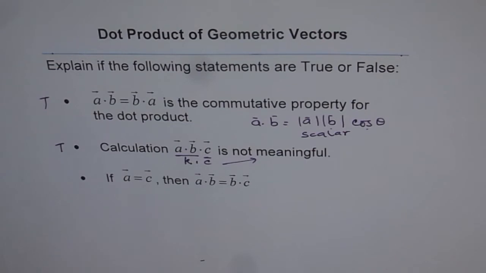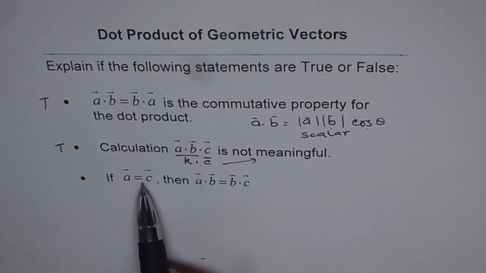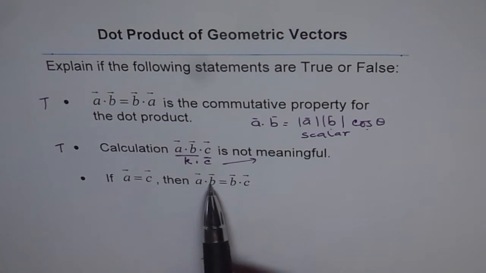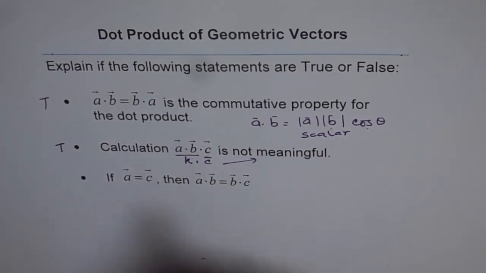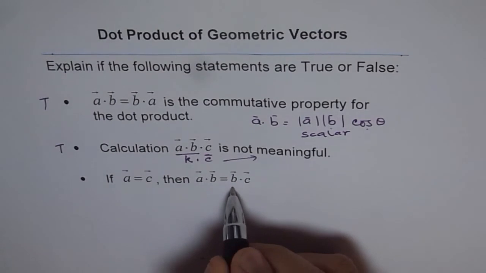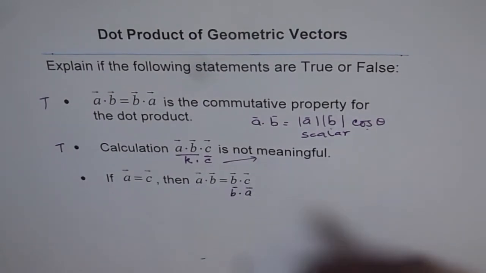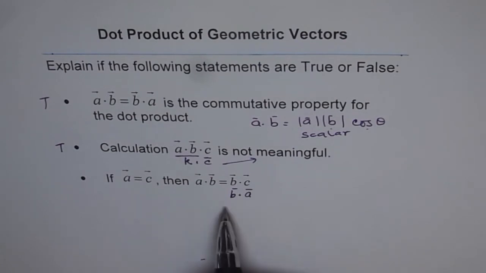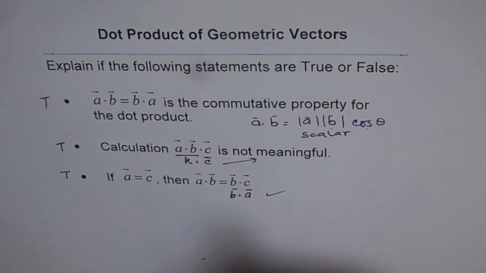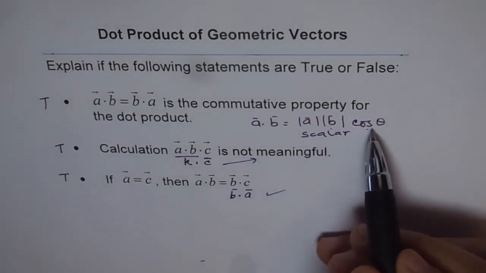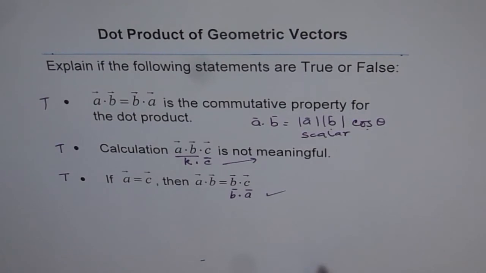And the last one is, if A equals C, that means A and C are same vectors, then A dot B equals B dot C. Is it true or false? If A is same as C, then I can write B dot C as B dot A. Is that okay? Right? Because C and A are same. Now from commutative property of dot product, it is true. Why commutative property of dot product? Because ultimately they are scalars, as we have seen earlier. So this statement is also true.